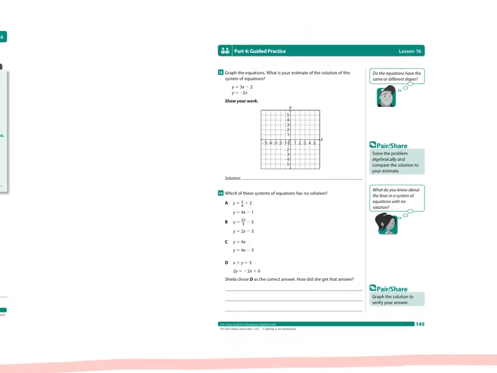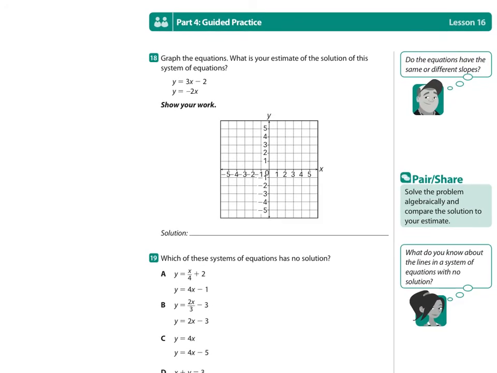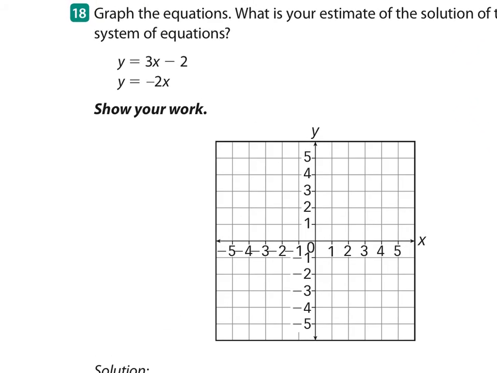Okay. A couple more questions, and then we'll turn you loose. It says, graph the equations. What is your estimate of the solution of this system? Okay, so think back to when we graph, we need things in slope-intercept form. So this says, y equals mx plus b. Right? This is your slope. Whatever number is here, this is your y-intercept. Slope is best as a fraction, so if you have a whole number, make a fraction.